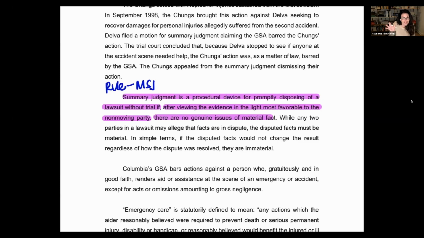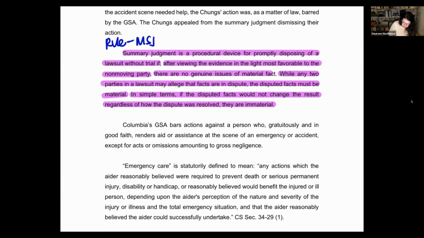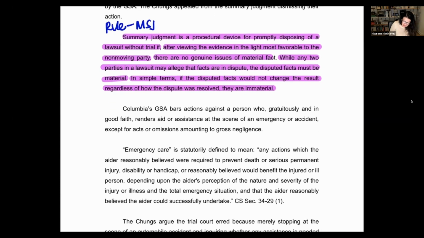That is definitely some additional rule that you could include. We just really need the standard though. But I'm just going to highlight this because if I was a bar taker, I maybe wouldn't be confident that I could absolutely omit that. But this is everything for an MSJ. Then we have Columbia's GSA. So here's the statute.